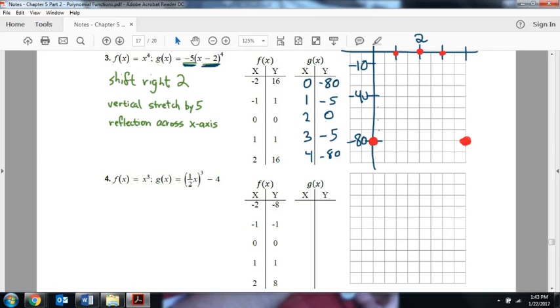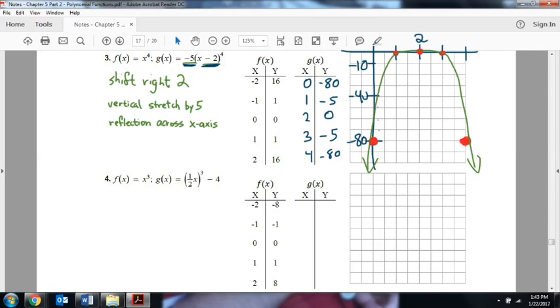So this is a quartic. This is a fourth, a degree of 4. So this is going to come up, level off really fast, and then dive back down. And yes, it only has one turn. It only has one turn, and that's okay. Because remember, the degree only shows us the most amount of turns. All right, number 4.